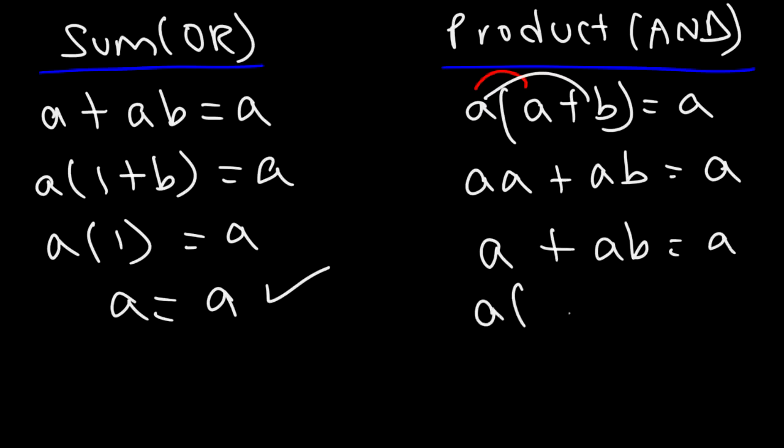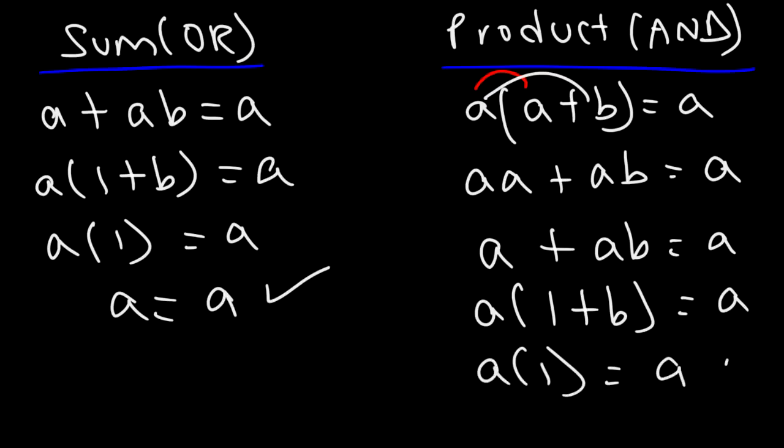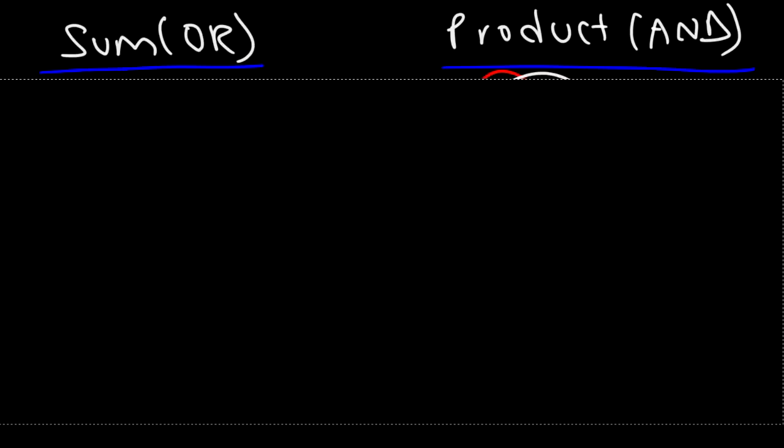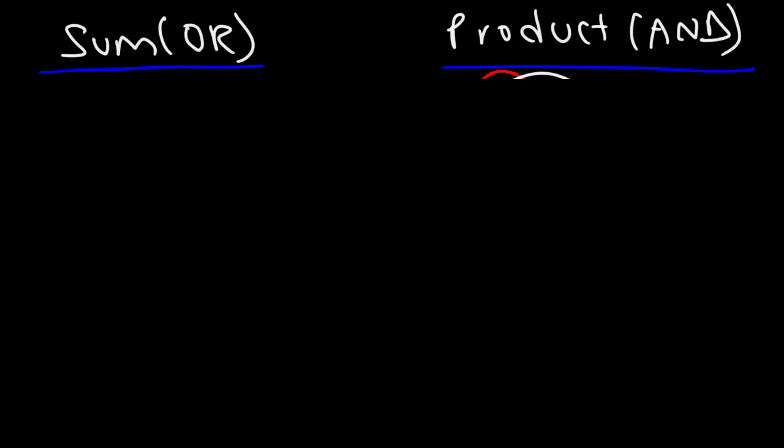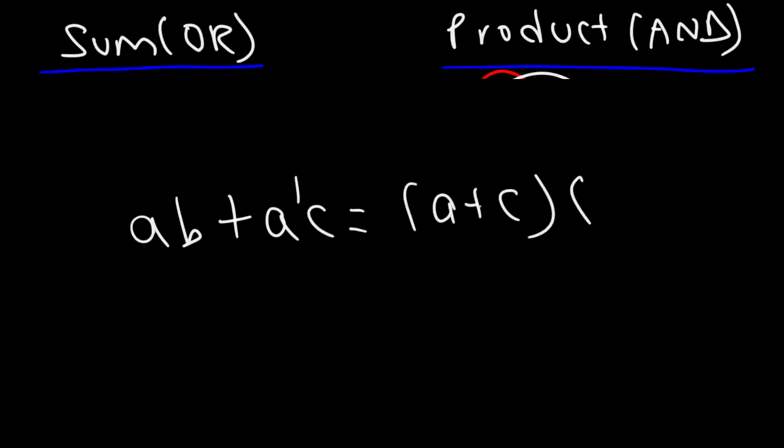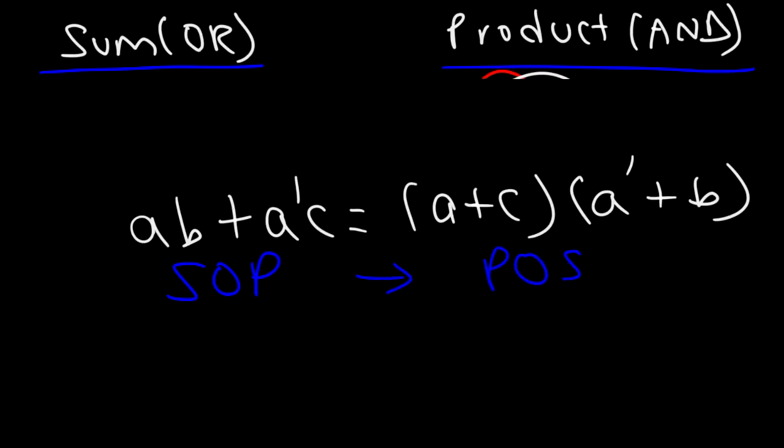Next, if we factor out an a, we're going to have 1 plus b. And using the null property, 1 plus b is 1. So a equals a. Now, the other rule that you need to know is this one. ab plus a prime c is equal to a plus c times a prime plus b. So this is very useful if you have a sum of products expression and you want to convert it to a product of sums expression. So that's another formula that you can add to your list.